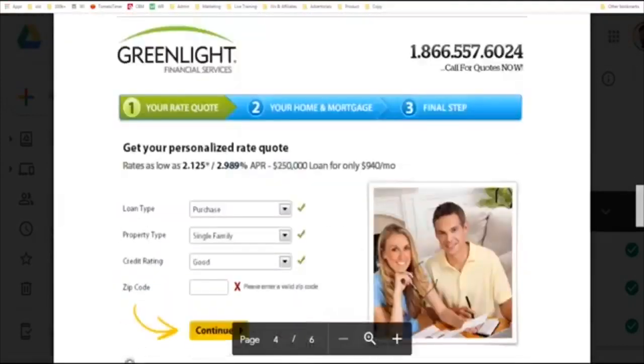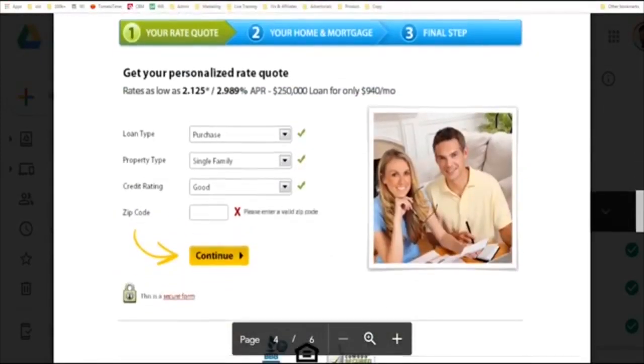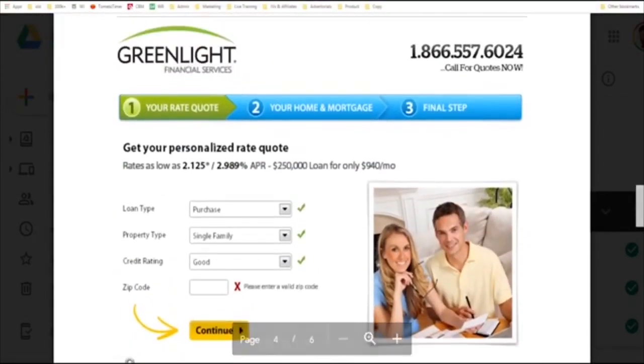Now, what we moved to was creating a 3-step form, such as this. This was the form we built. We just streamlined everything, and we kept things very basic. Get your personalized rate quote. And we led people through what I call a filtering process, where people are committing more and more information. In sales, this is called a yes ladder.